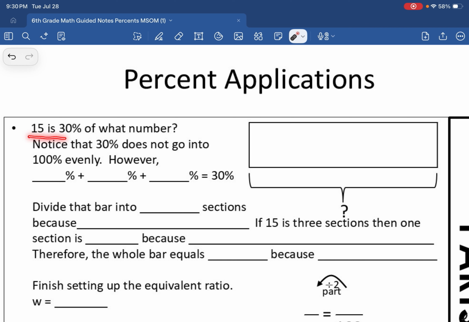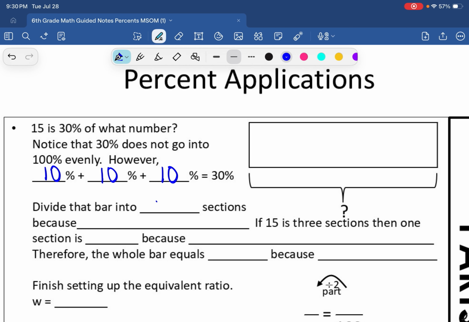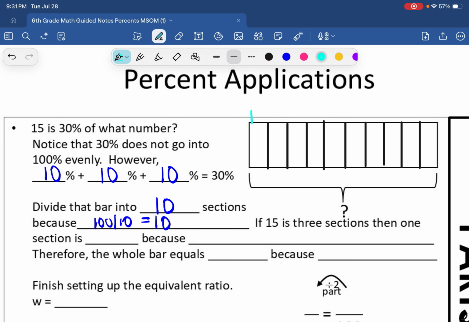15 is 30% of what number? So I need to think of a way to represent 30%. I cannot do 100 divided by 30 because that does not give me a whole number. But remember, I can do 10% plus 10% plus 10%. So let's divide this bar into 10 sections because 100 divided by 10 equals 10. Each of these sections will represent 10%.